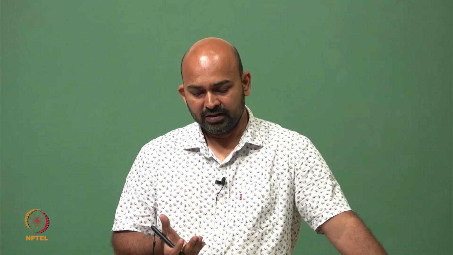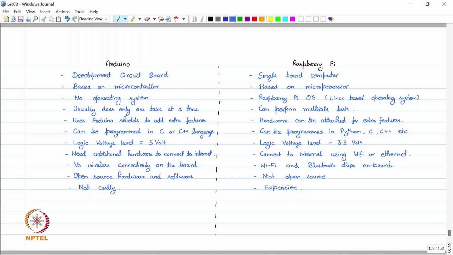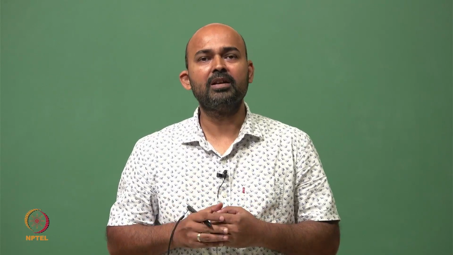It already has these Wi-Fi and Bluetooth chips on board. Raspberry Pi is not an open source platform, means we do not have the flexibility of changing the Raspberry Pi board. Whatever it comes from the manufacturer, we have to use in the same way. And the Raspberry Pi is generally expensive compared to the Arduino. Depending upon the version of the board, it can be 3 or even 5 to 10 times expensive than Arduino. So these are the basic points about Arduino and Raspberry Pi.